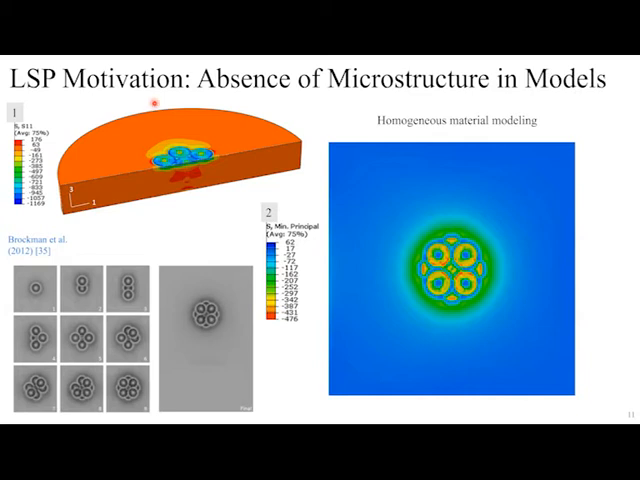And a classic example, this is work from Brockman. Brockman was the very first person back in 1999 to do simulation of laser shock peening using the finite element method. He was also an instructor for a great continuum mechanics course I took at the University of Dayton in the late 90s. I really like to highlight his work. But this is a classic simulation result for laser shock peening where you have multiple shots in a rosette here. You see this sort of nice symmetric pattern of residual stress that results. And the reason for this is because it's homogeneous and isotropic material modeling.